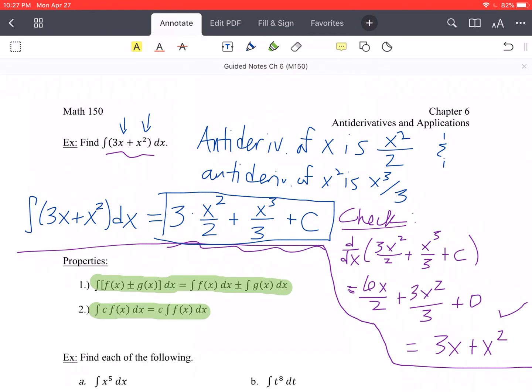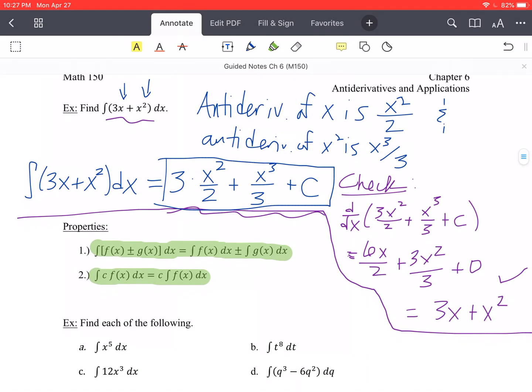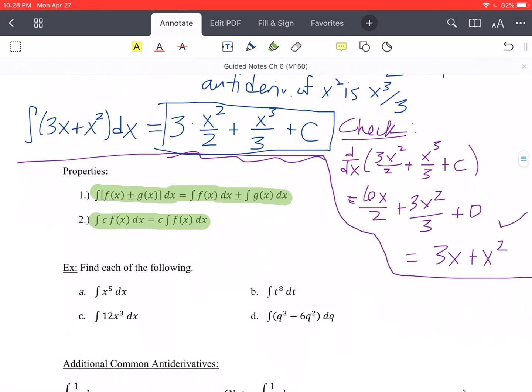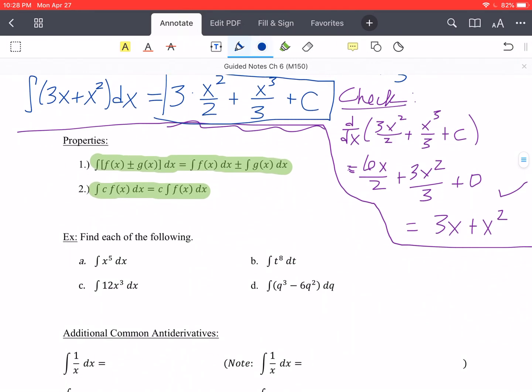Okay? And if you want to think about it, these are just antiderivatives, and derivatives allow us to do these things. So hopefully it makes sense that the antiderivative also allows us to do these things as well. So you can split up across addition and subtraction, and you can pull out constants. So let's look at a few examples right here.